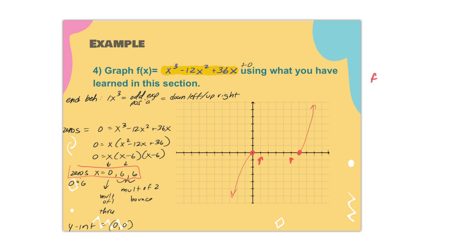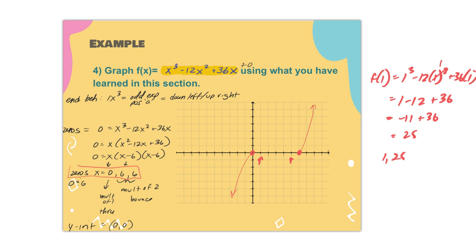So when x is 1, it's going to be 1 cubed minus 12 times 1 squared plus 36 times 1. So that's 1, minus 12, plus 36. So it's minus 11 plus 36, and that's 25. So when x is 1, y is 25. So again, I'll just do something up here and pretend that's 25.